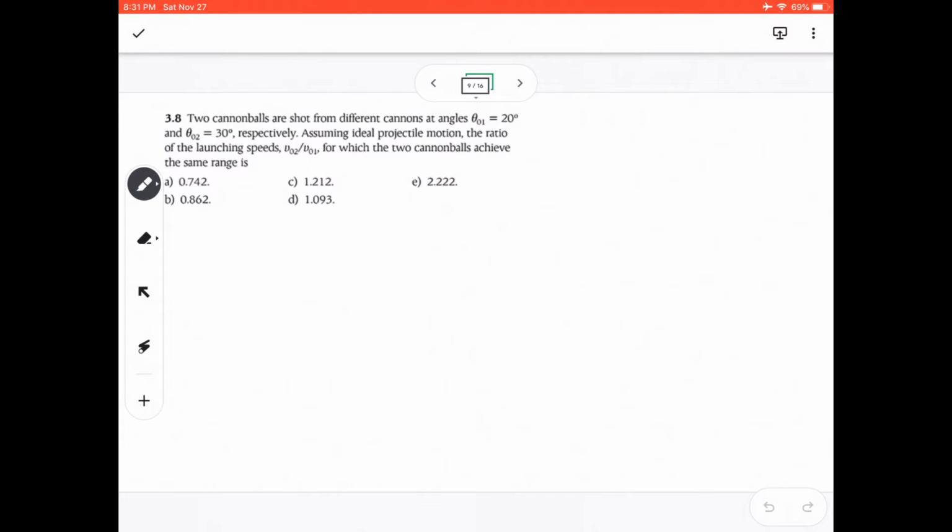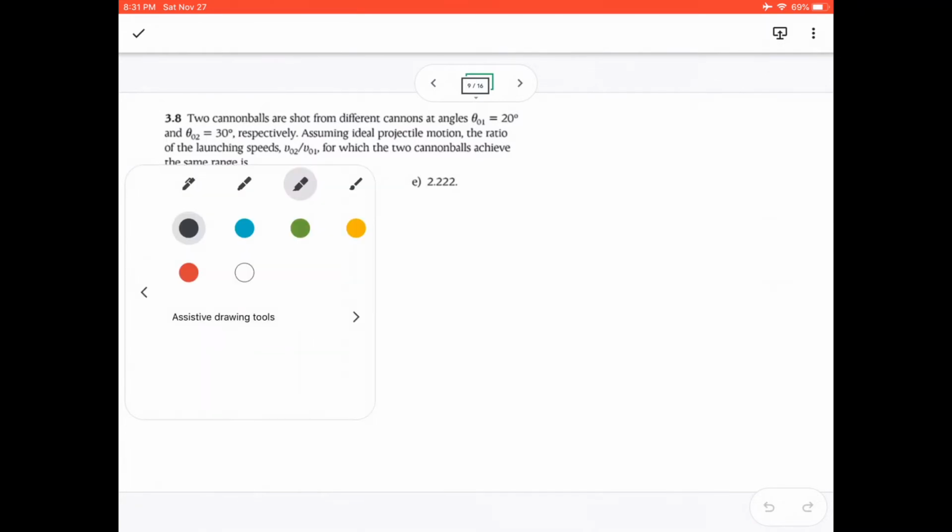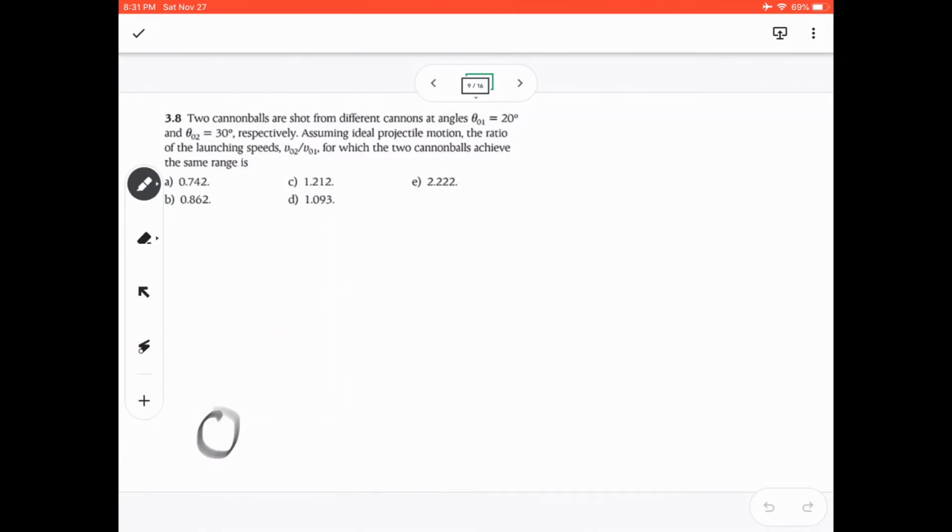Okay, so you're given two cannonballs. They are shot from two different cannons. Let's just draw that for a second. So this is the first cannonball, and it's shot at 20 degrees, and the other cannonball is shot at 30 degrees.